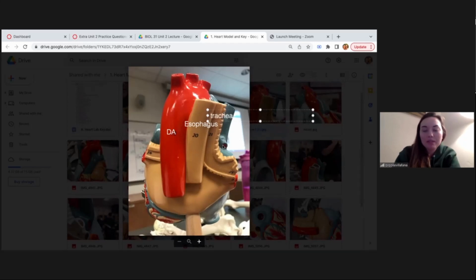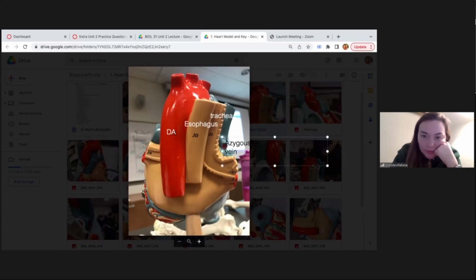Does everybody see this little vessel here? It's called 59. That is your azygous vein. I know we can't read that. Let me see if I can change the color. Azygous vein. That's this one right here. Number 59 here. Good.